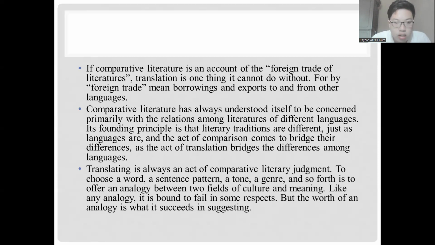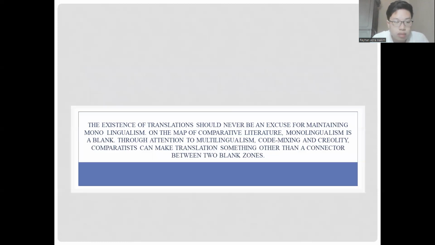Translating is always an act of comparative literary judgment. To choose a word, a sentence pattern, a tone, a genre, and so forth is to offer an analogy between two fields of culture and meaning. Like any analogy, it is bound to fail in some respect, but the worth of an analogy is what it succeeds in suggesting. The existence of translation should never be an excuse for maintaining monolingualism.